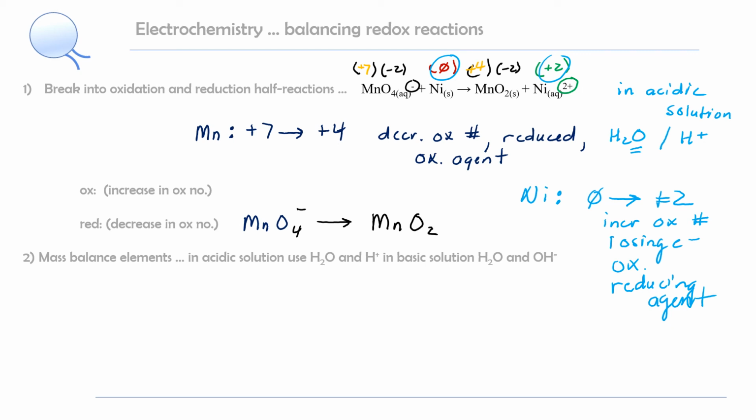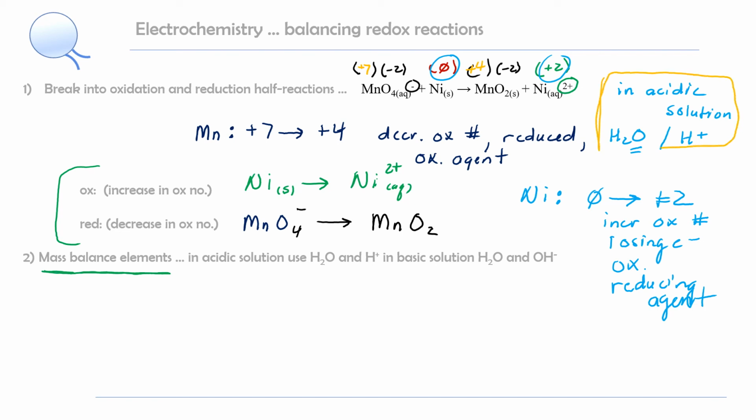Okay, so our oxidation half reaction is nickel solid going to nickel 2+ in solution. Okay, so we have successfully broken our redox reaction into the 2 half reactions. Step 2, now we mass balance the elements. Once again, we are in acidic solution, so we're going to use water molecules and hydrogen ions to do our mass balancing.